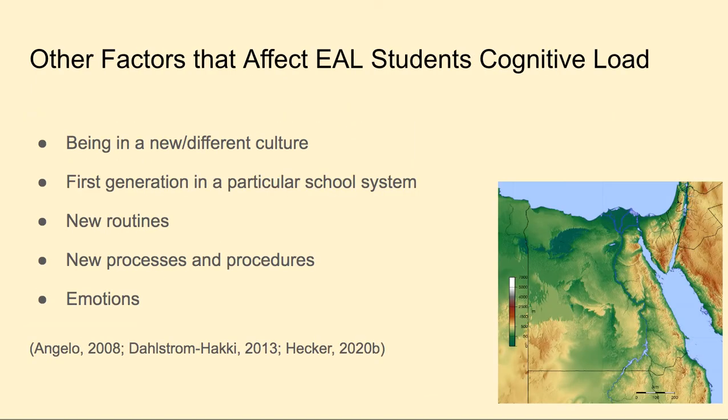Additionally, EAL students are affected by other things as well. Being in a new or different culture affects their cognitive load while they're learning the rules of how to exist. Being a first-generation student in a particular school system also affects them. Having to develop new routines and understand those, new processes and procedures for accomplishing tasks in school. And also all of the emotions they feel at moving to a new country or a new school affect them.